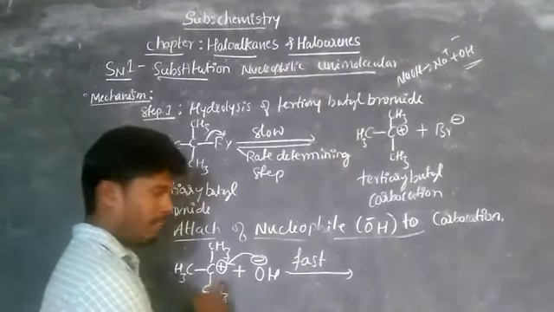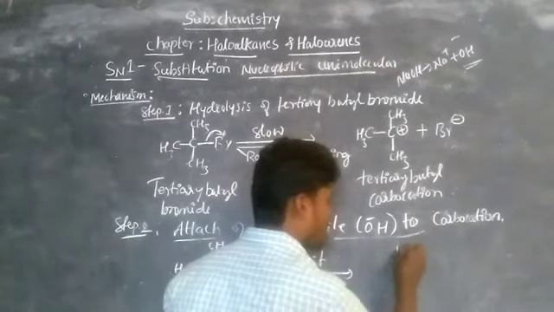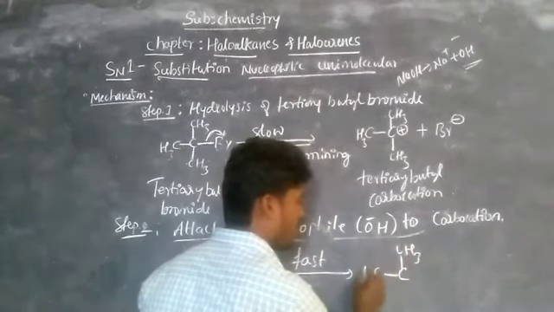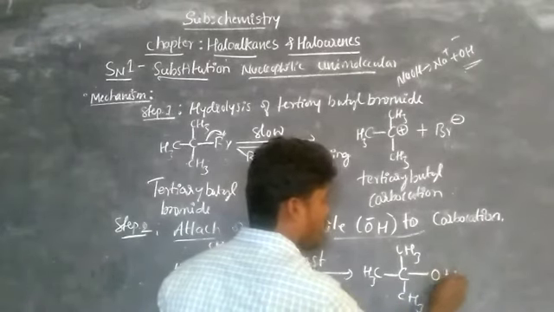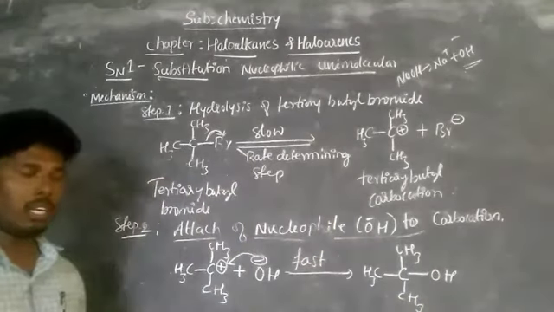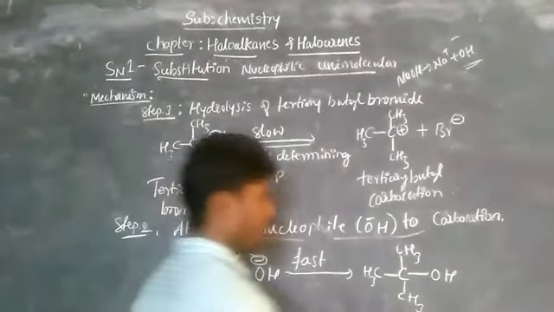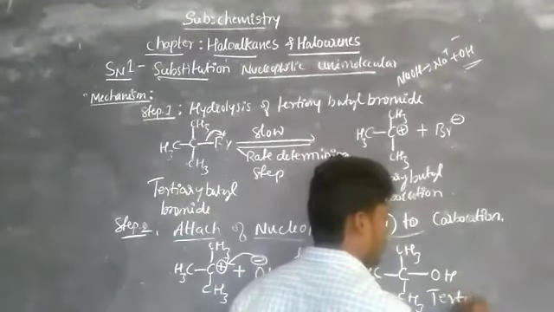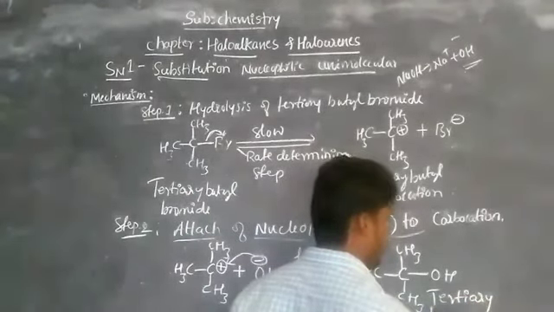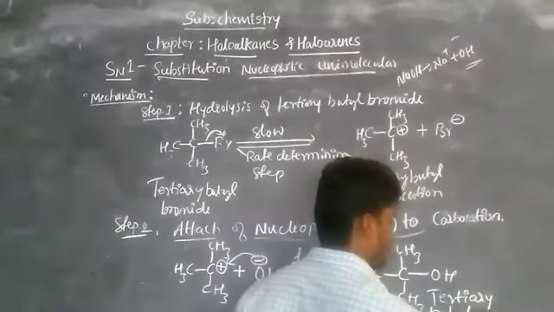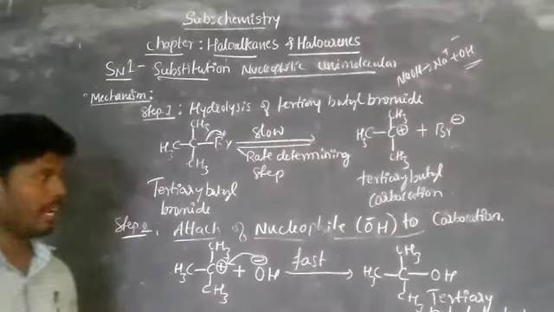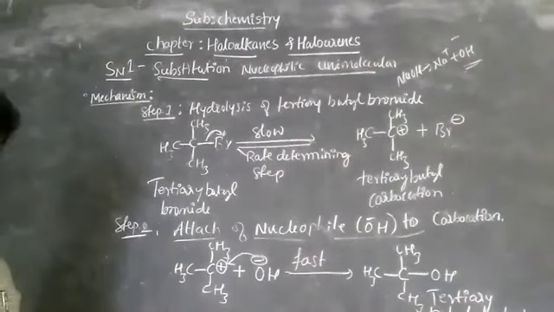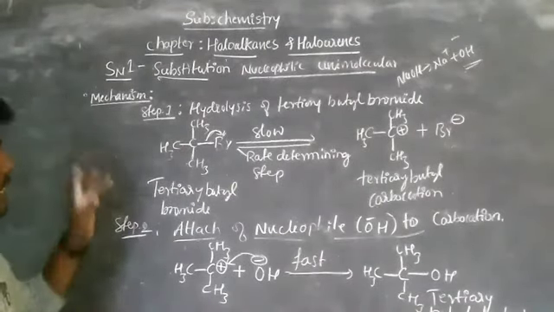After attacking, what do you get? C, bond CH3, bond CH3, bond CH3, bond OH. So you get what? Tertiary butyl alcohol. This is the reaction mechanism. Very, very important. Now take the second one, that is the SN2 reaction.